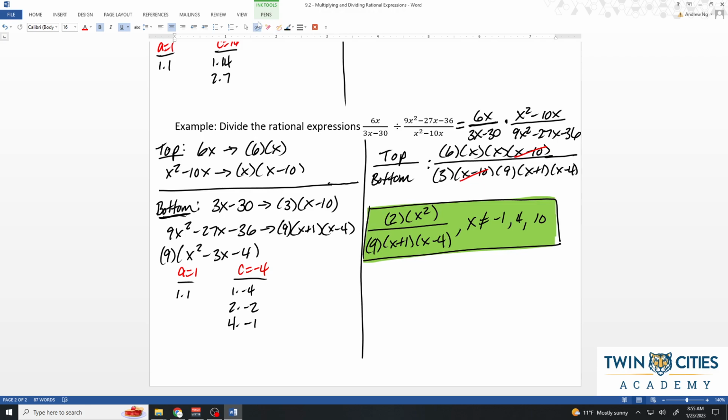All right, and that's how we multiply and divide rational expressions. We separate the top from the bottom, find all the factors for the top, all the factors for the bottom, and write them all out in one line, divide out what we can, and write what's left over, saying what x cannot be. Those are our excluded values. For division, remember, don't actually divide, just multiply by the reciprocal of the second expression.